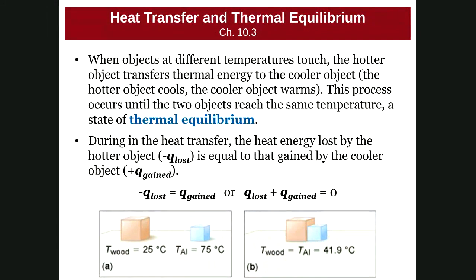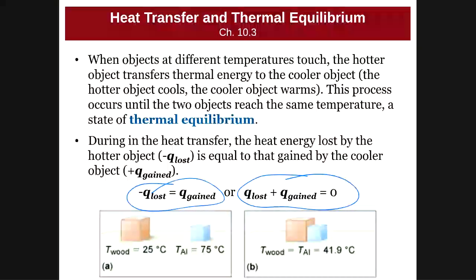And during this heat transfer, the heat energy that's lost by the hotter object is equal to the heat energy that was gained by the cooler object. So this hot towel you pull from the dryer is going to warm you up and lose its heat to you in the same quantity of the heat that you gain from it. So negative Q lost is equal to positive Q gained. Or if you want to write it a different way, Q lost plus Q gained equals 0.